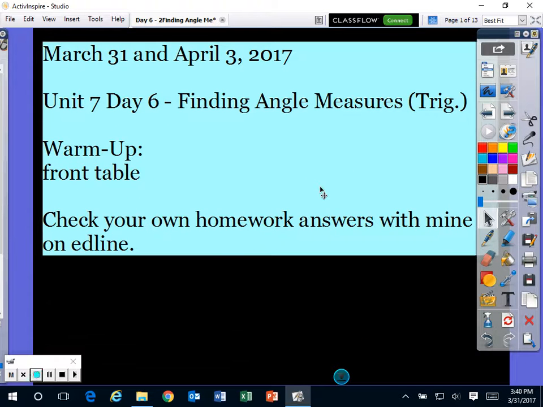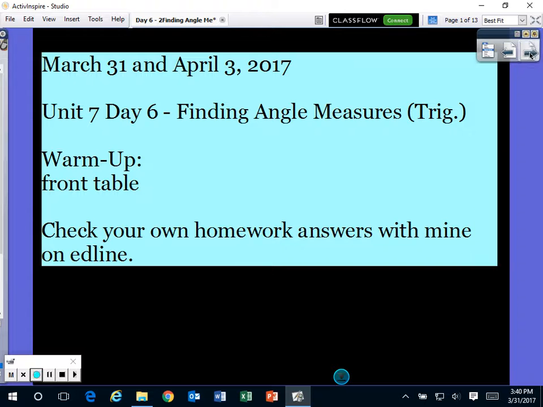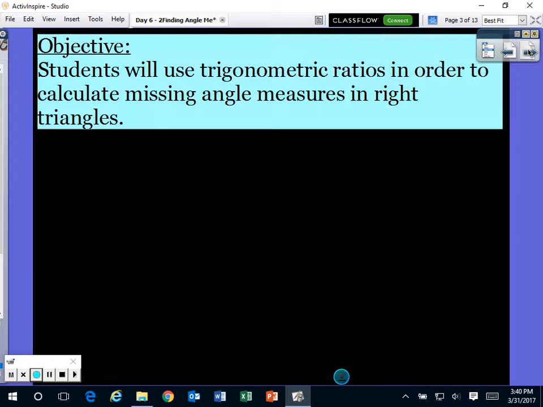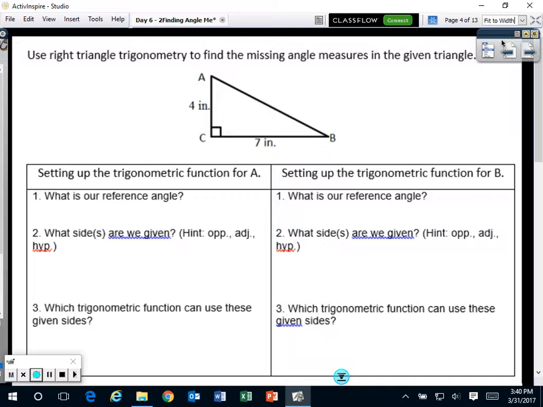So today, pardon me, we are going to be doing trig to find missing angles. Since I told you the warm-up's on the back board, we're going to skip it on this video. For our objective today, we're finding missing angles using trig. And let's get started. I have given the sub the packet for your notes. In fact, never mind, the warm-up is in with the packet. So he's going to pass that out to you guys.